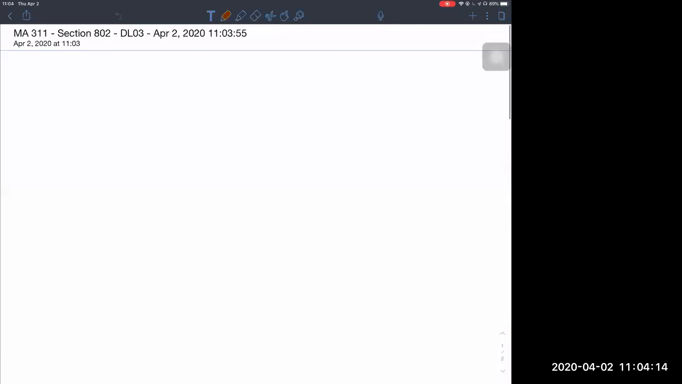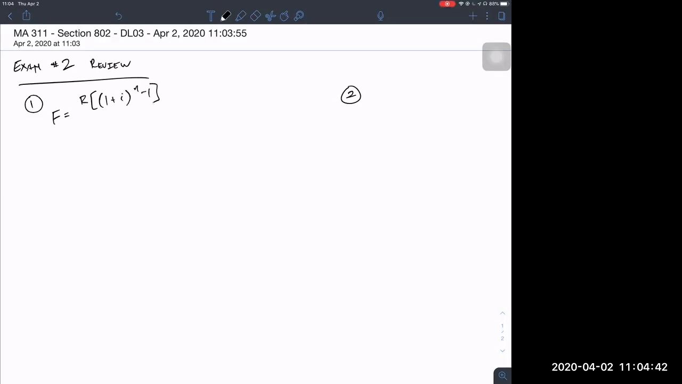Right, cool. So what is it about number 6 that confuses people? My question is, did you realize that this is the exam number 2 review? So hopefully you realize there's 2 parts. There's 1 and 2. The first one is a future value using this formula right here: 1 plus i to the n, minus 1, over i.